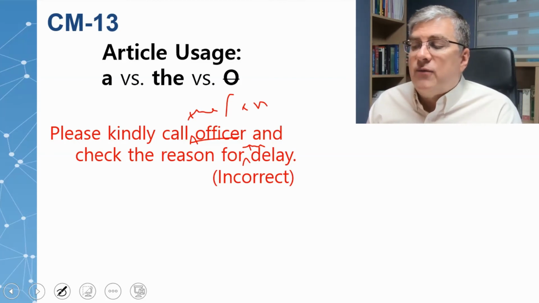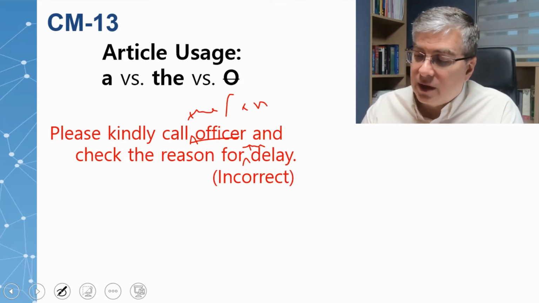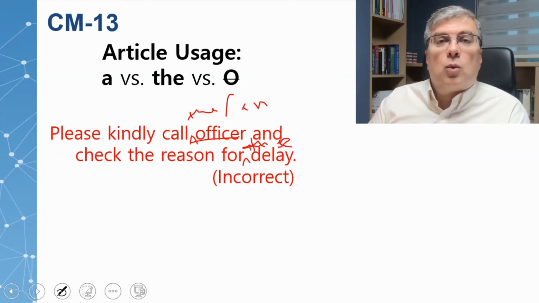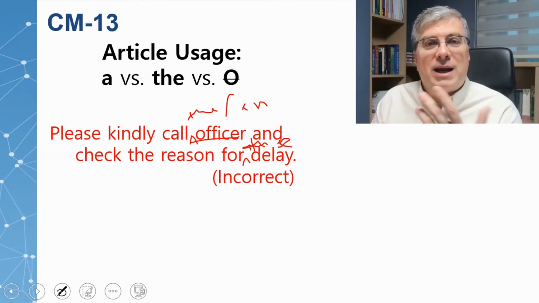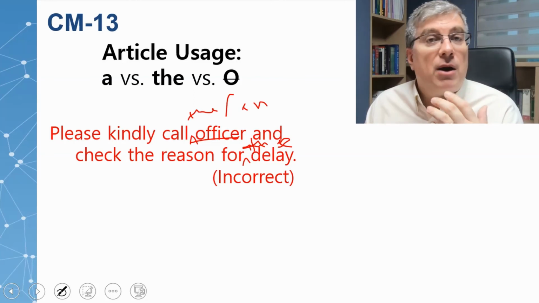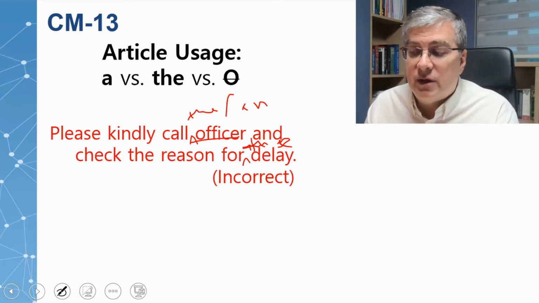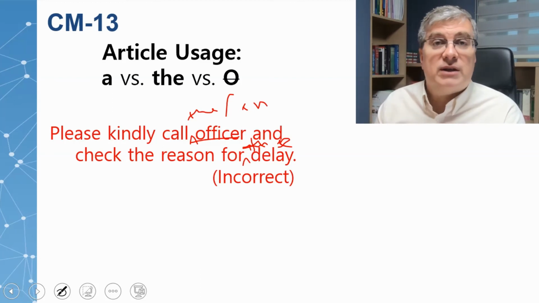And then check the reason for the delay. Obviously, this is in reference, and I'm sorry, my pen doesn't write very well. The delay. In other words, that sounds like a reference to something you talked about earlier, right? I'm writing an email to you and I'm complaining about a delay. You write back and say, please kindly call an officer and check the reason for the delay that you mentioned previously. Okay.